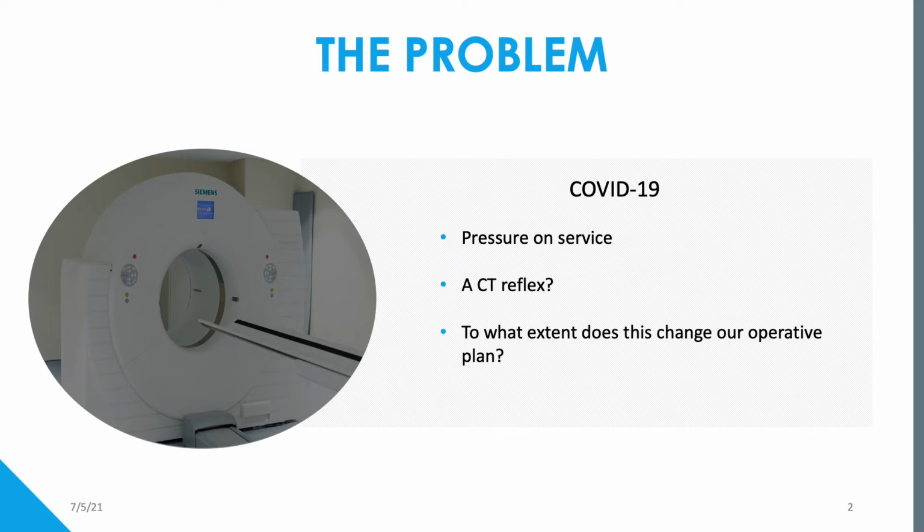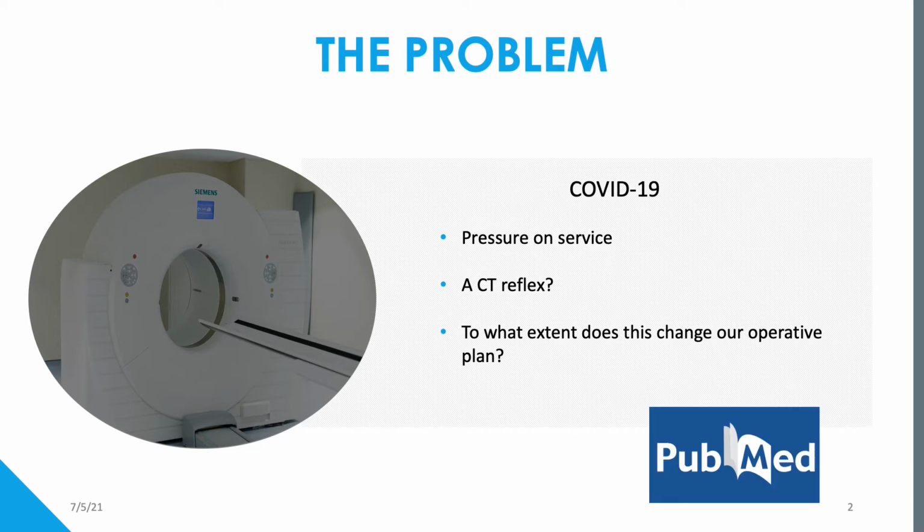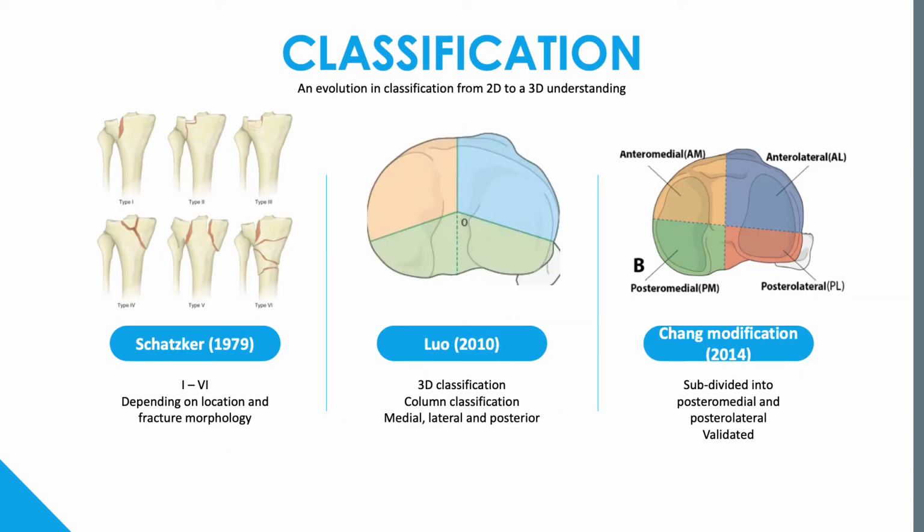There was a feeling in our department as to whether we had a CT reflex: see a tibial plateau, get a CT scan. We looked at the literature and asked to what extent does a CT actually change the operative plan in comparison with an X-ray, and we couldn't find much on this.